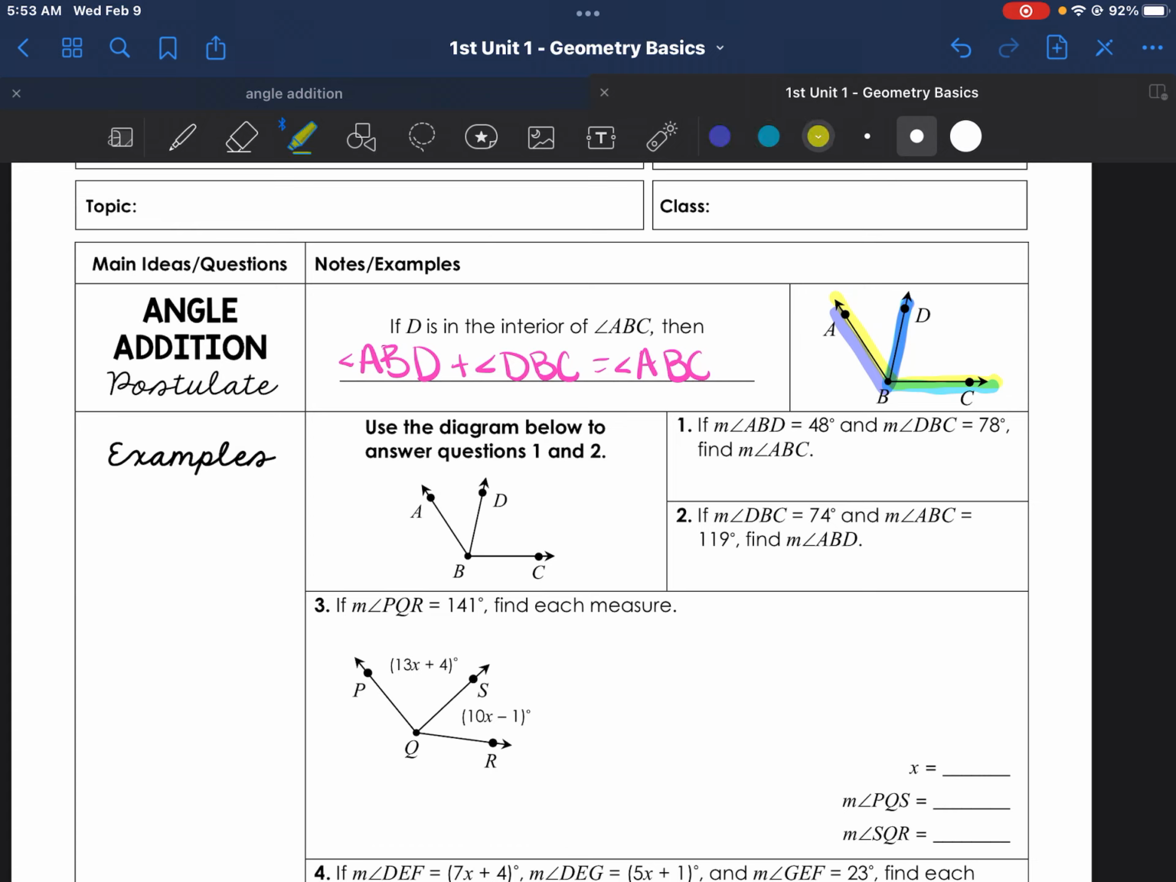So let's go ahead and attack our example. We have ABC. So let's go ahead and look at one. It says find ABC. So if I need to find ABC, that means I need to add those two smaller numbers to get the big angle. So that means it's going to be 48 plus 78. So 48 plus 78 is 126 degrees.